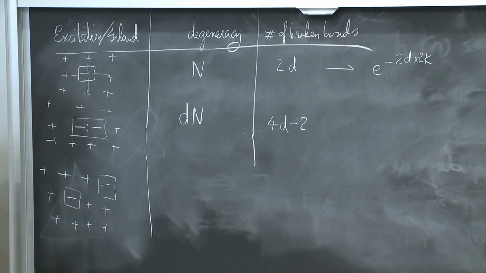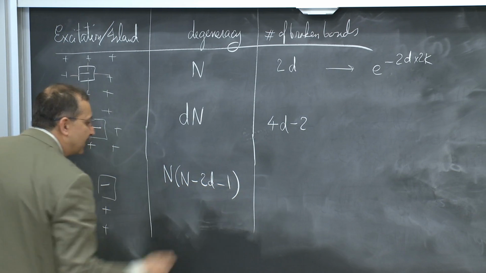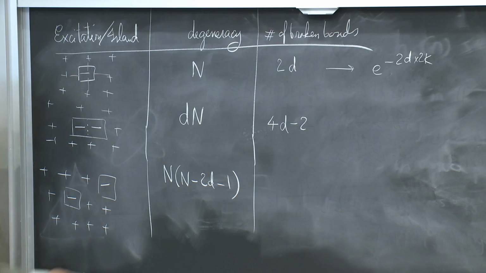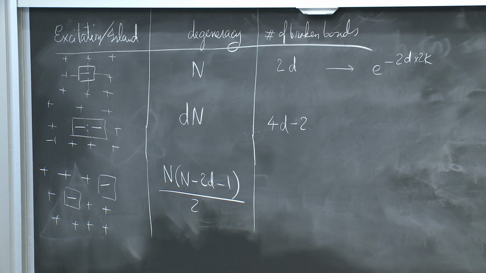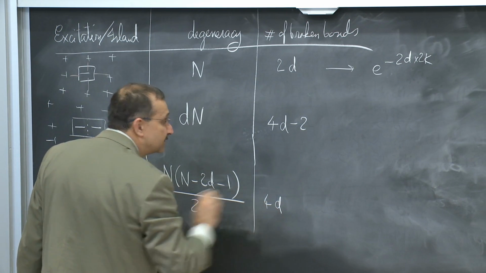And the contribution, the number of these, well, this is something to count. The first one can be in any one of N places. The next one can be in any one of N minus 2d minus 1 places. It cannot be on the same one, and it cannot be in any of the 2d neighbors. And I shouldn't double count things, so there's a factor of 2 here. And the cost of this is simply twice that, so this is 4d.